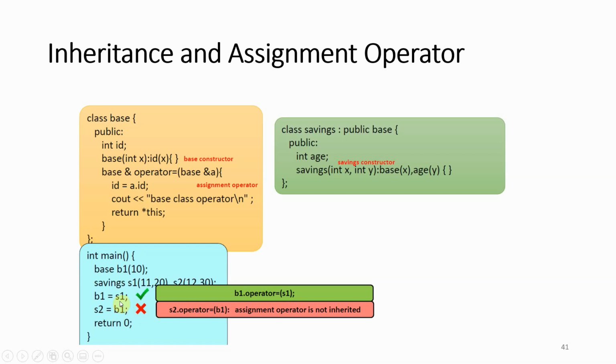So you can assign an object of derived class to an object of base class, but you can't assign an object of base class to an object of derived class. If you remember, I showed you the picture, the base is always smaller than the derived object, right? So you can just cut part of the derived object and assign it to base, but you can't expand the base, right? And the assignment operator is not inherited in this case.